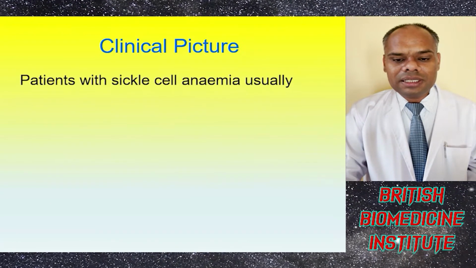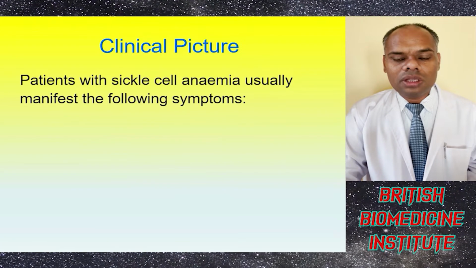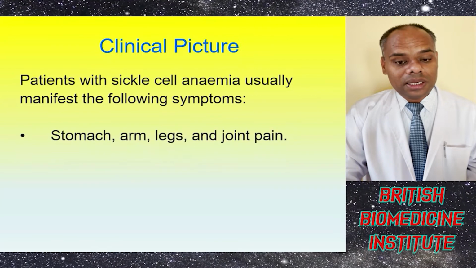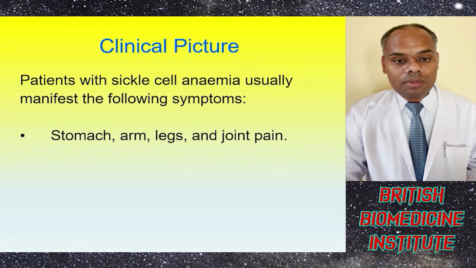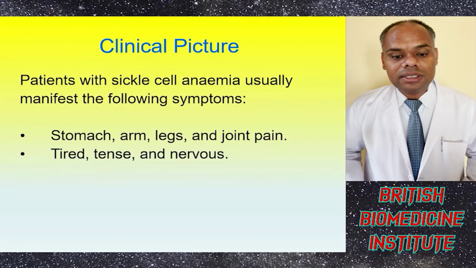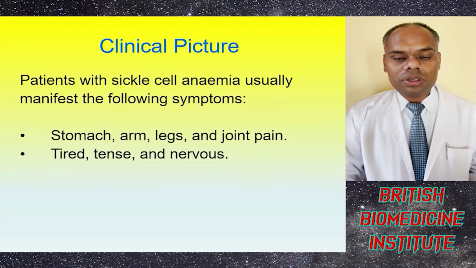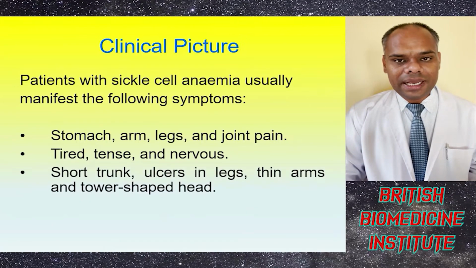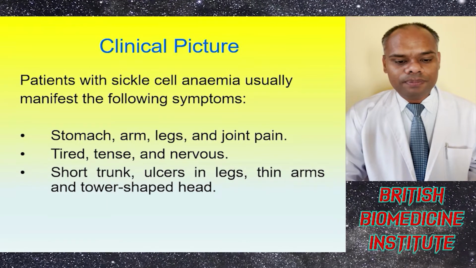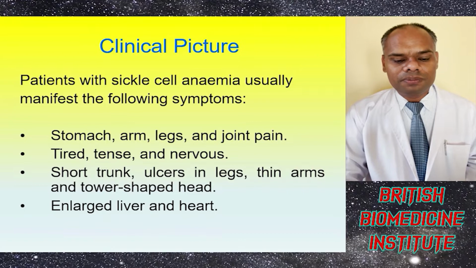The patients with sickle cell anemia usually show the following signs and symptoms. There can be joint pain, leg pain, arm and stomach pain. They have a tired, tense nervous system, short trunk, ulcers in legs, thin arms, and a tower-shaped head. They also have an enlarged liver and heart.